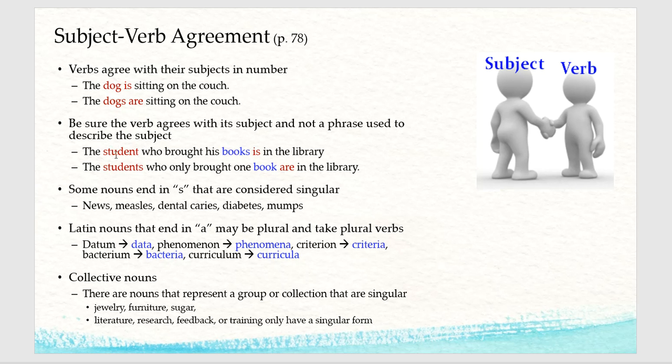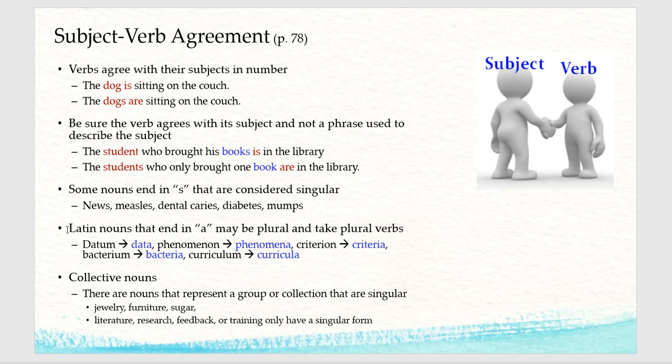So this sentence is: the student is in the library. And here I'm giving you a little more information. Who brought his books is in the library. So is agreeing with student, not with books. Same thing here. I've got plural students are in the library, and the extra information I'm giving is who only brought one book. So are is agreeing with the subject of the sentence and not agreeing with this phrase.